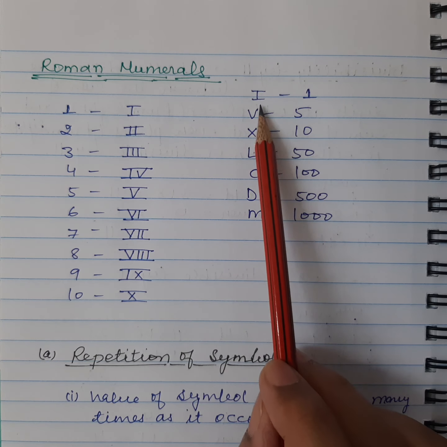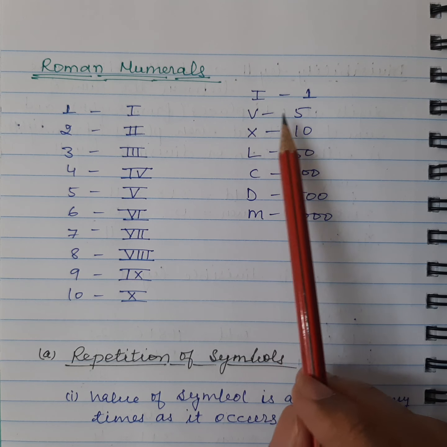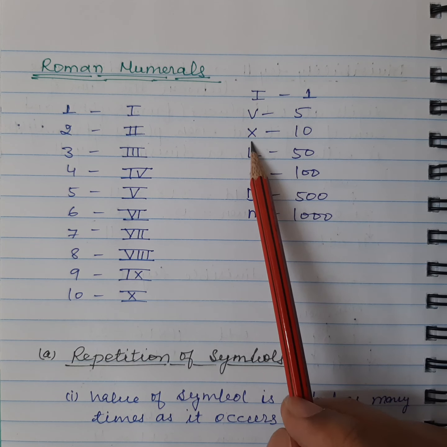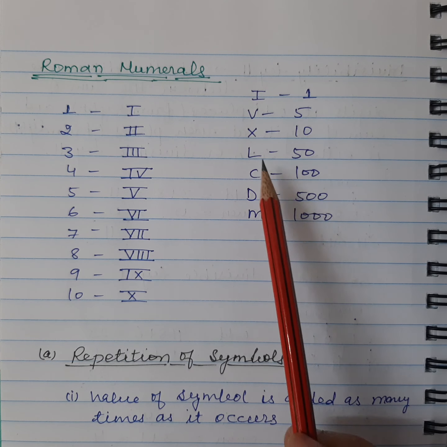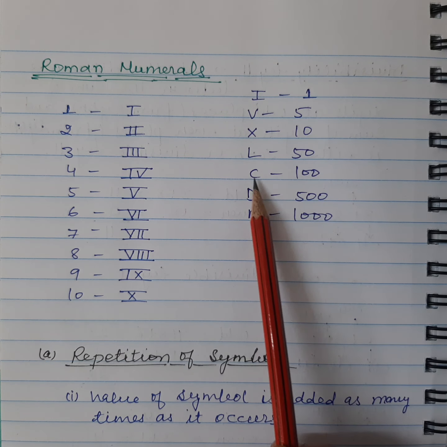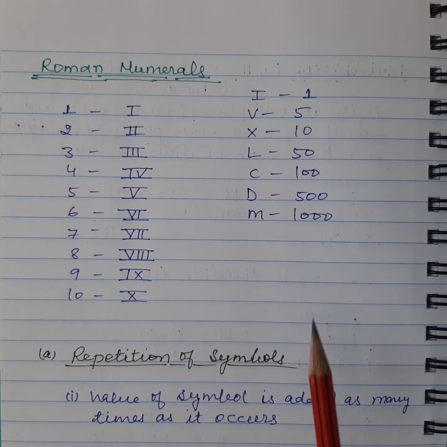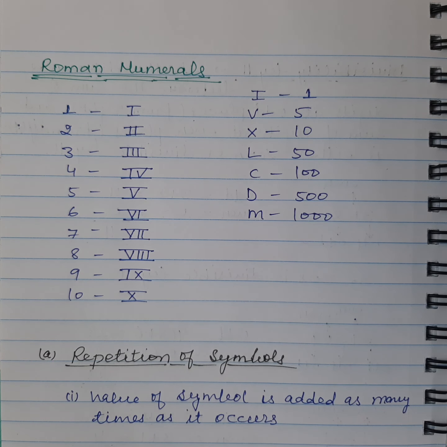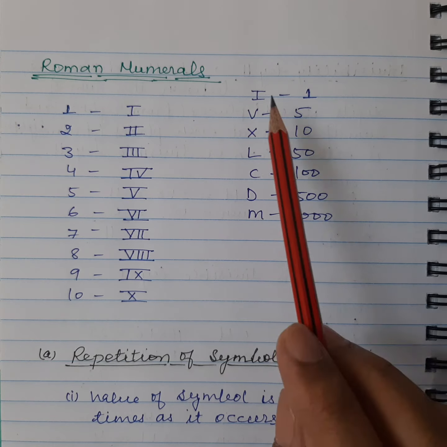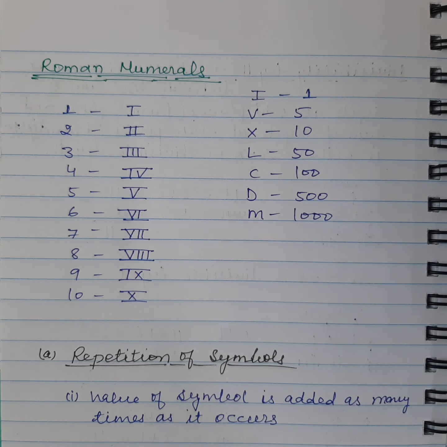For example, I, the value of I is 1, V, value of V is 5, X, value of X is 10, L, value of L is 50, C, value of C is 100, D, value of D is 500, and M, value of M is 1000. So how can we write the numbers using these symbols? Let's see.